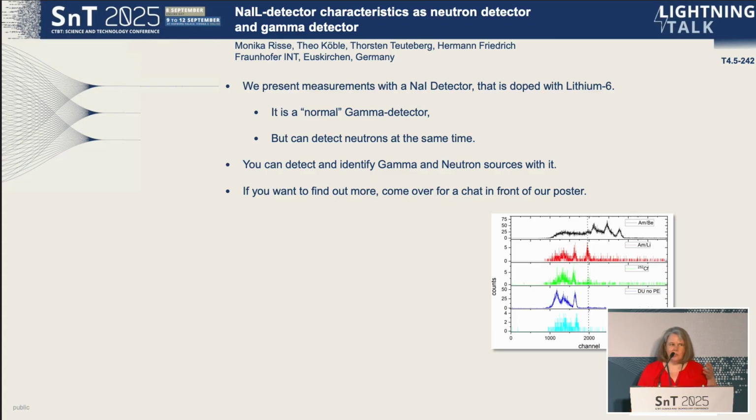So we can detect and identify both. And on there you see some spectra for the different neutron sources, and you can guess that we can distinguish them.